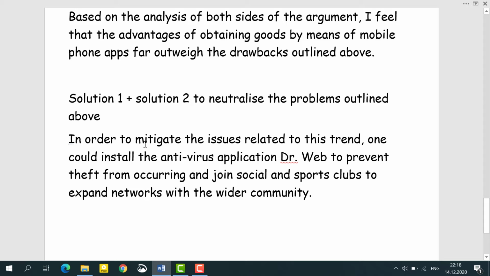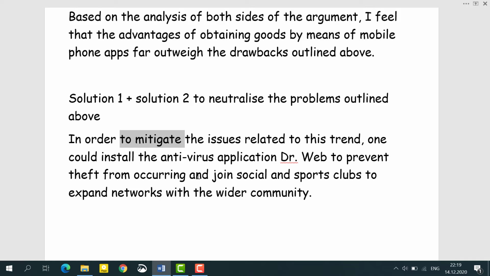So in order to mitigate means, if a problem is very big, if you want to make this problem smaller, okay, it will not disappear, but it will be a smaller problem. In order to mitigate, so basically, it means like to decrease, like as I said, to reduce the degree of this problem.